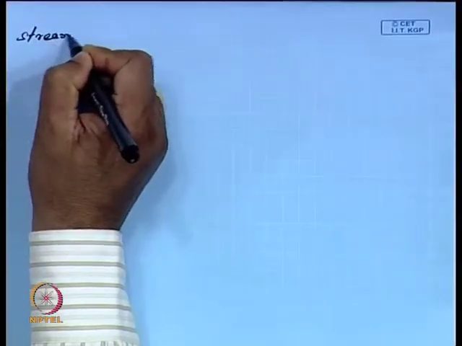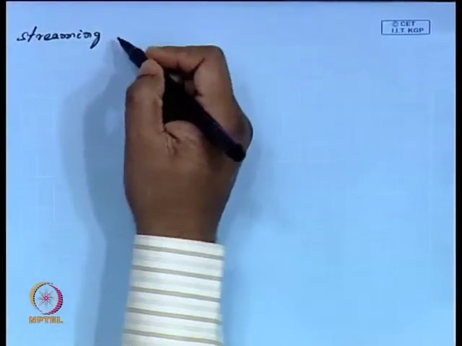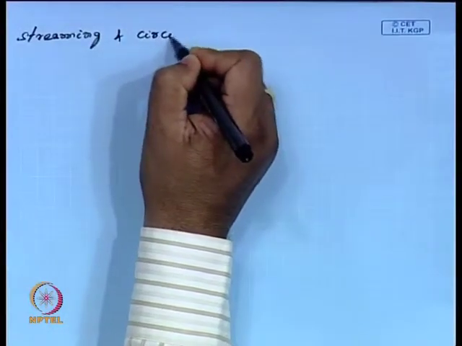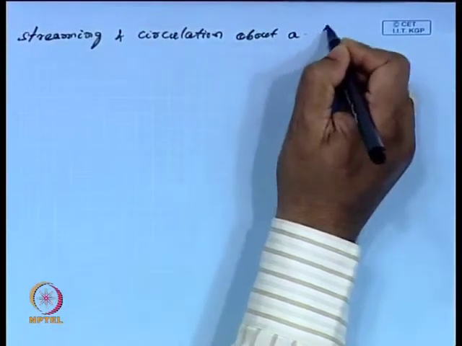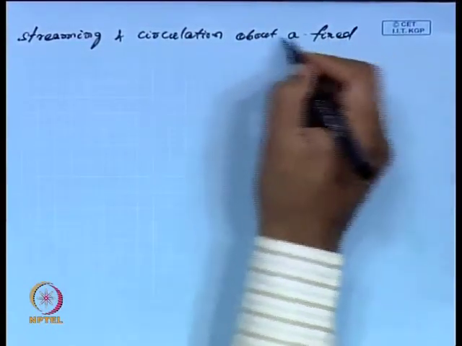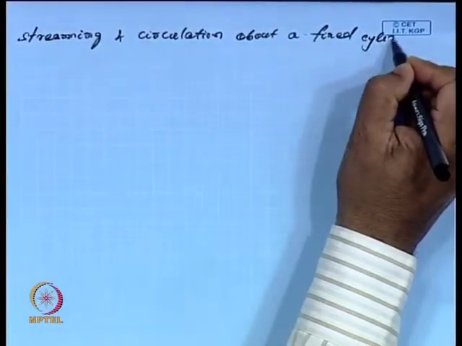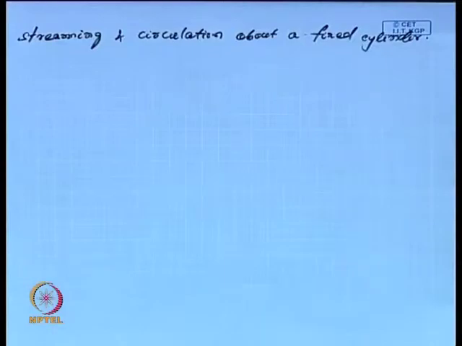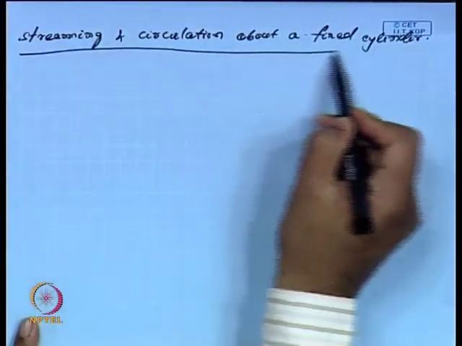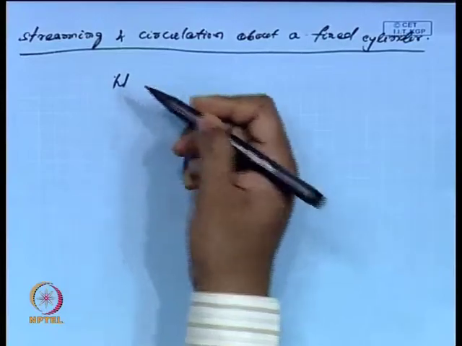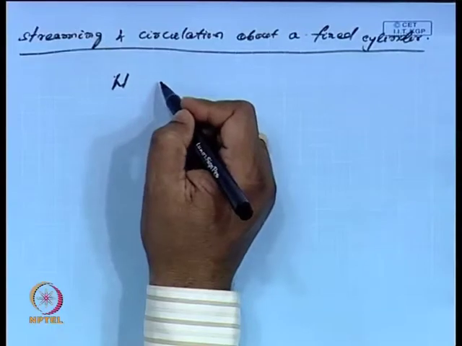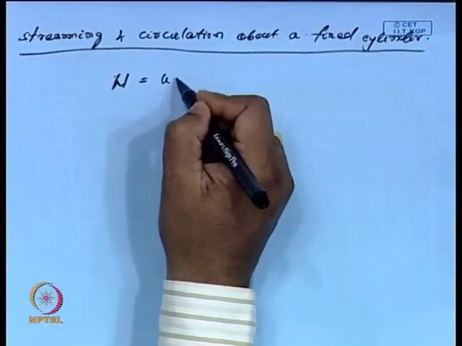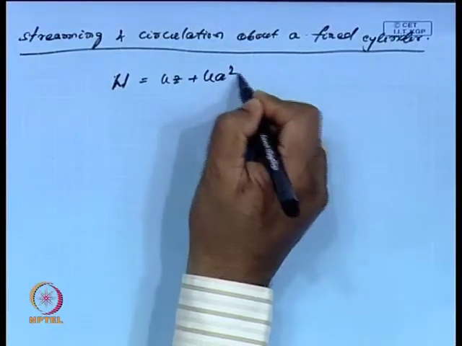Now, I will just give a little hint about this. From this I can easily get streaming and circulation about a fixed cylinder. I already know that for flow past a cylinder, when there is a uniform flow with speed u at infinity in the horizontal direction, then my w is u z plus u a square by z.